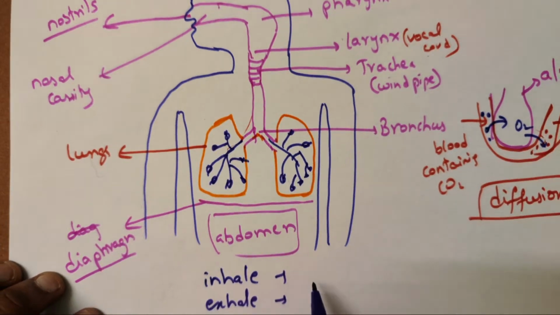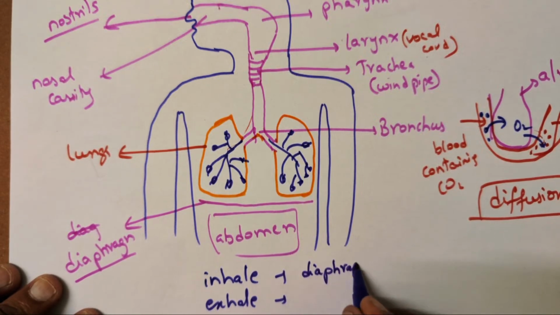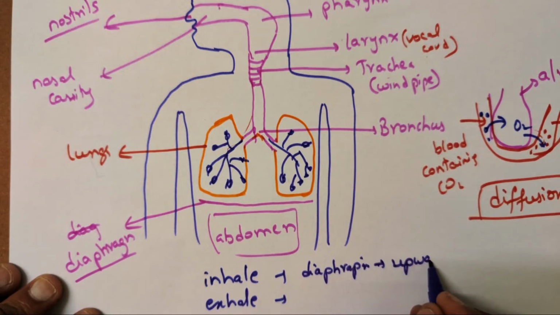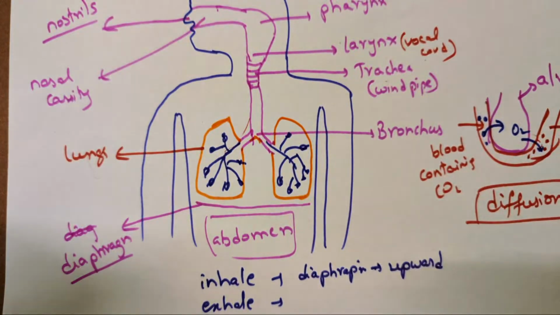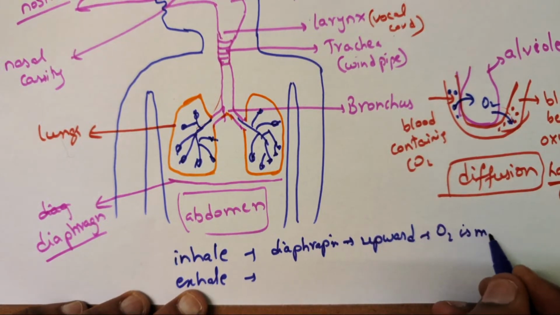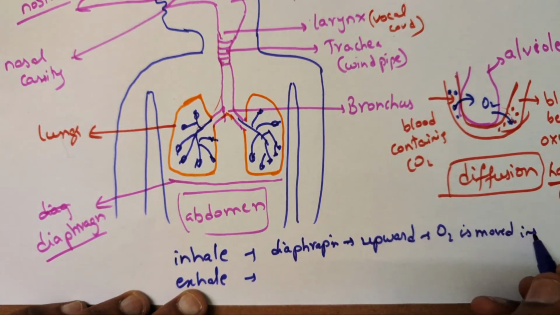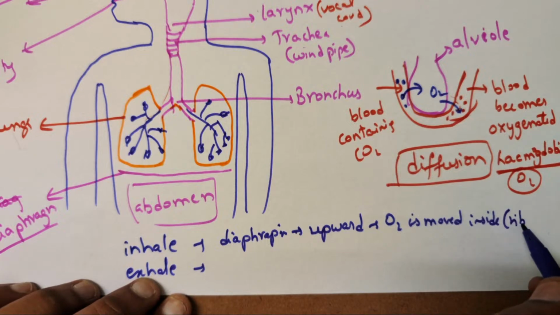What happens during inhale is the diaphragm will move upward. Once the diaphragm moves upward, it will create a pressure inside, due to which we inhale, and oxygen will be moved inside. Once oxygen moves inside, the ribs will become large.